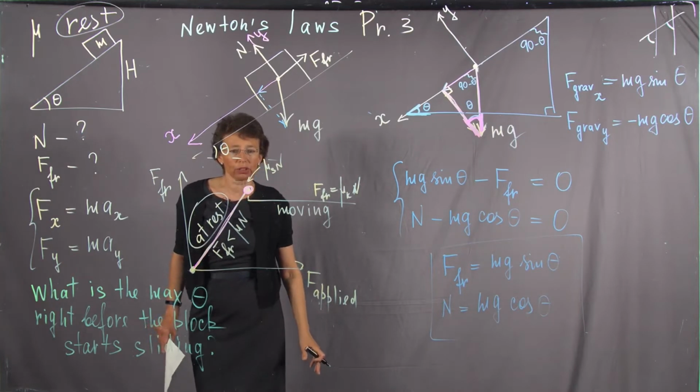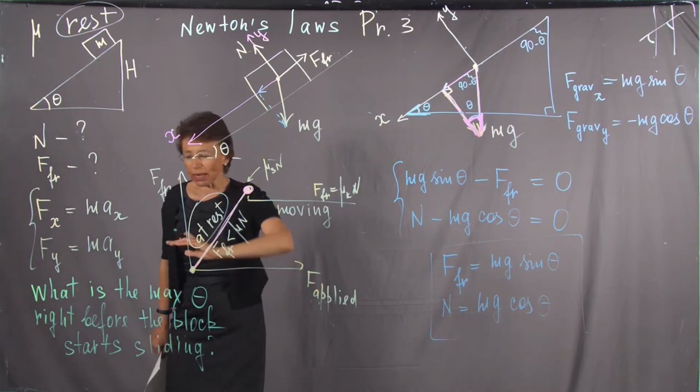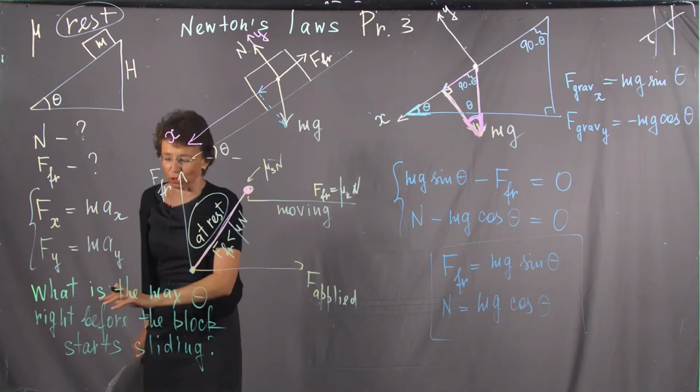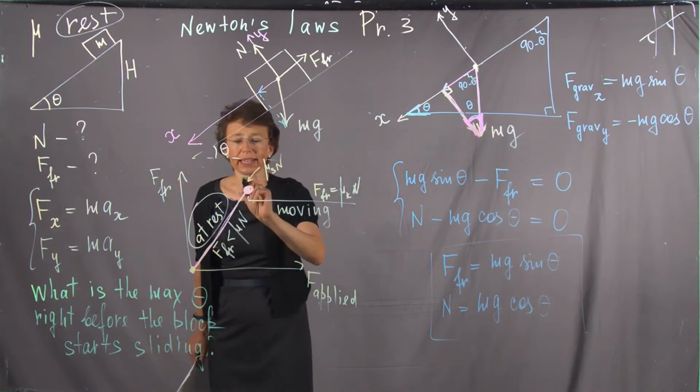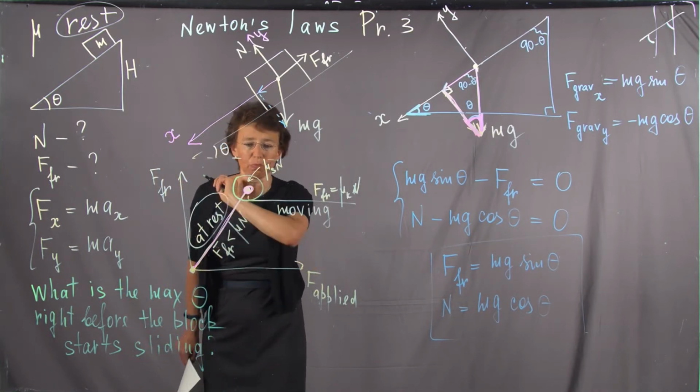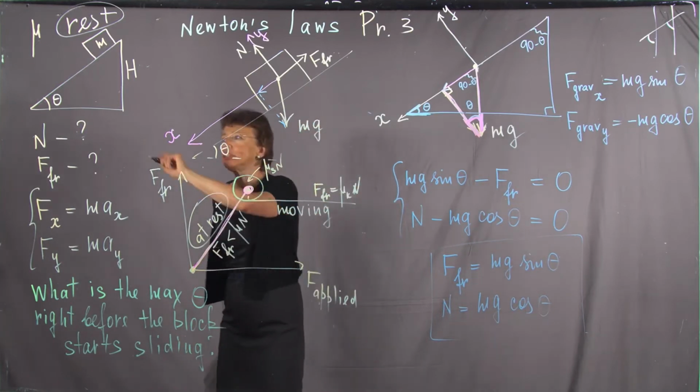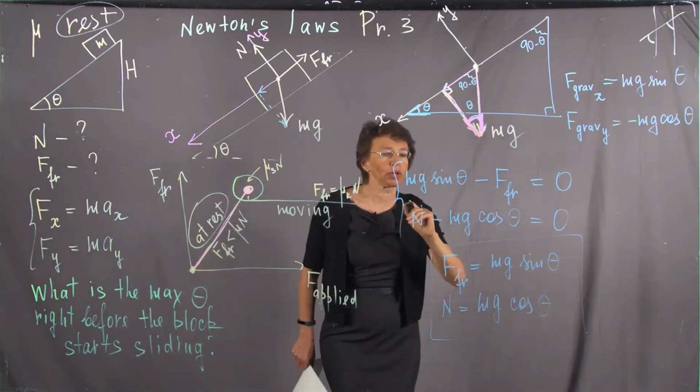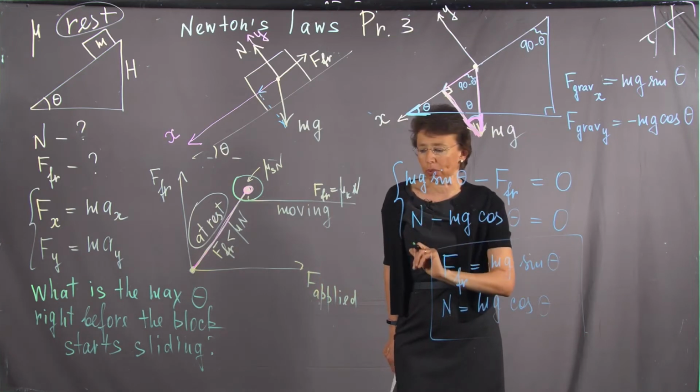What is the magnitude of the force of friction? The block is still at rest, it is ready to move right before it starts sliding. So we are right at this point now. Theta is not given anymore. We are looking for theta. So how will our equation change?